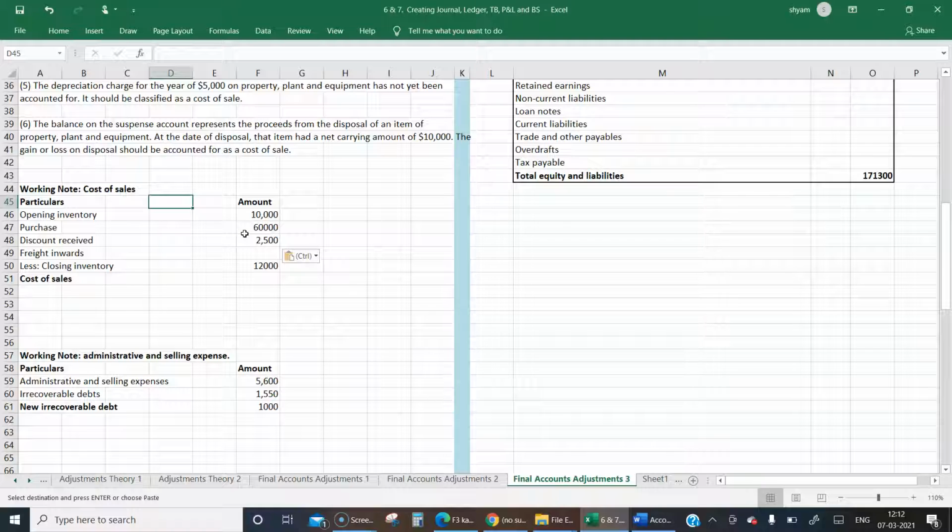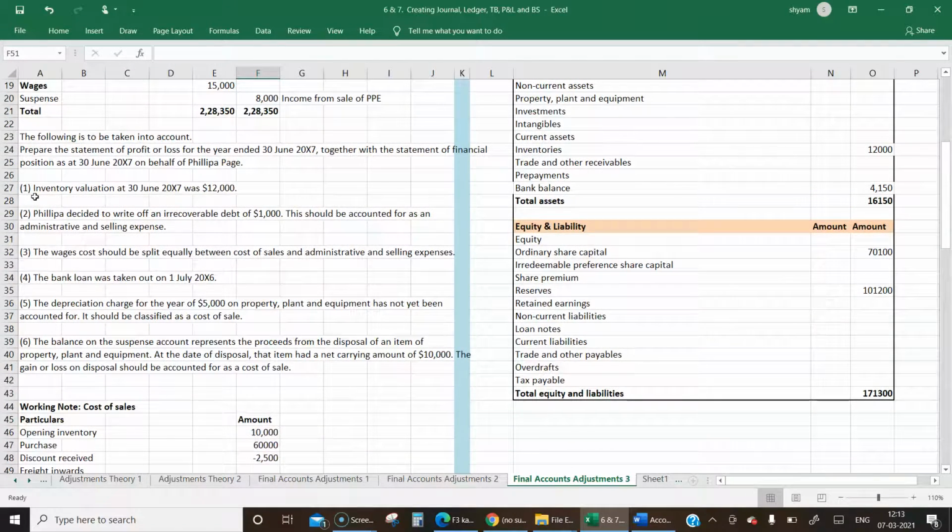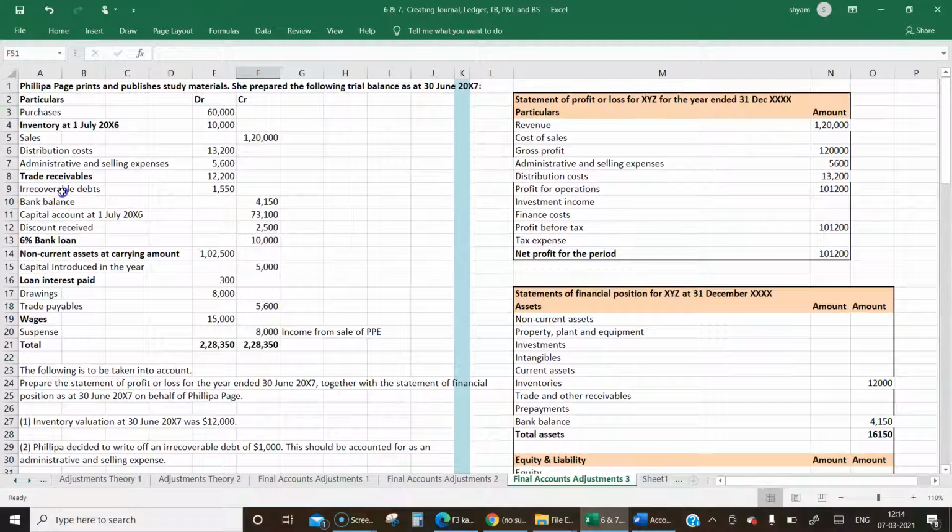So discount received is actually an income. All other numbers are expenses here. All these numbers are cost. Discount received alone is an income, so we will put an opposite minus symbol here. As well as for closing stock, we have to put a minus symbol. So discount received is over.